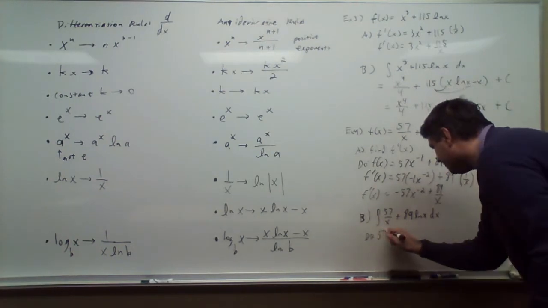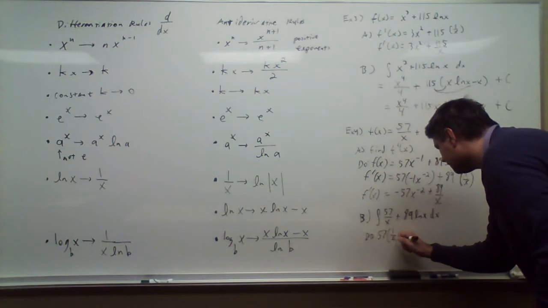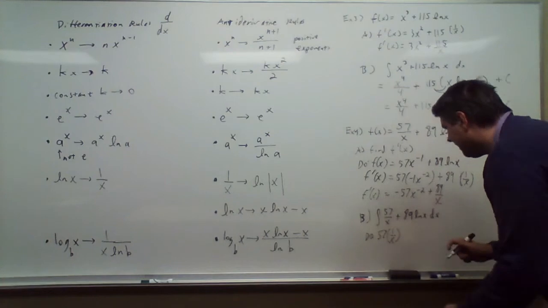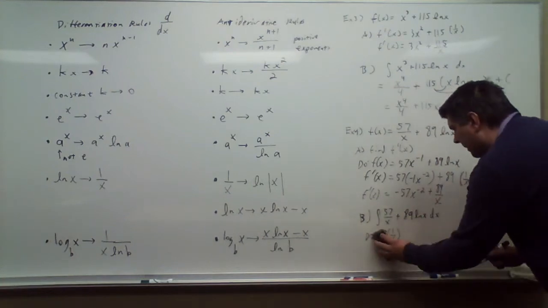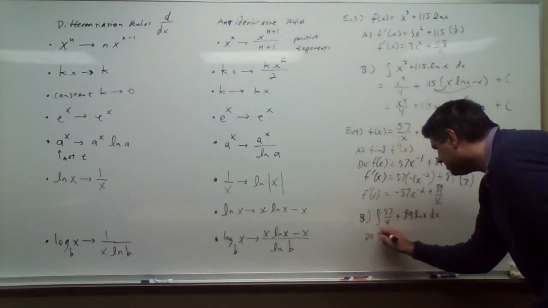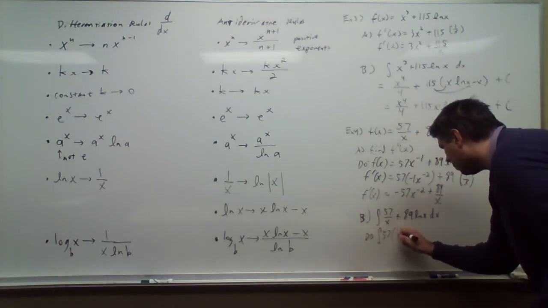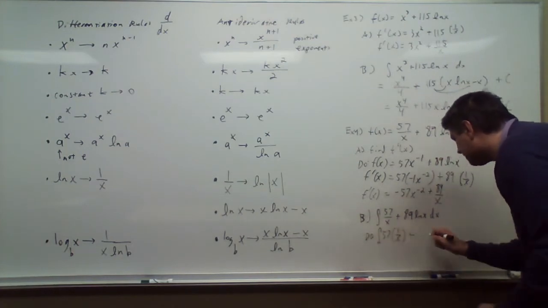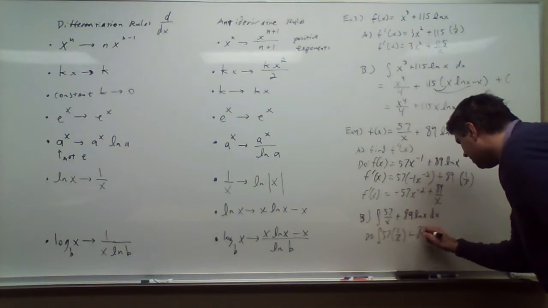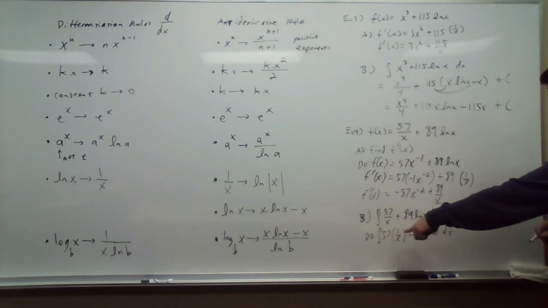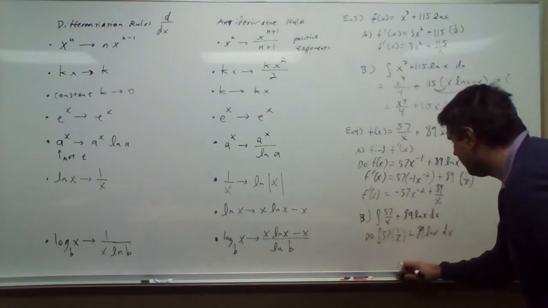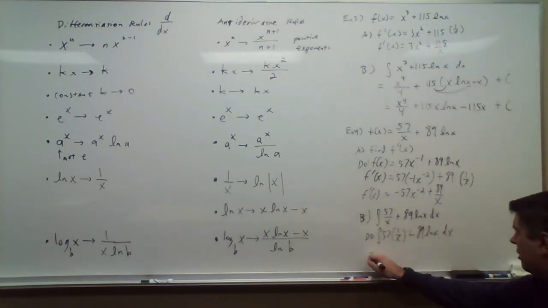of 57 times 1 over x. I'm going to factor 57 over x into 57 times 1 over x. So again, I'm messing up. I need the integral. 57 times 1 over x plus 89 natural log of x dx. Okay, so I rewrote this. Okay? So, this will be 57.